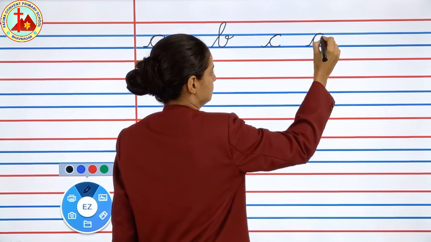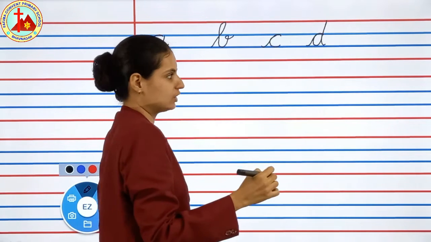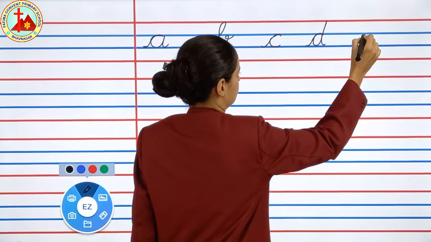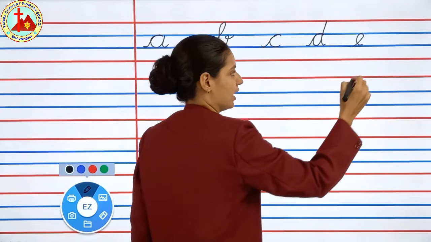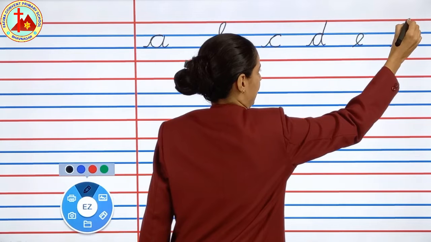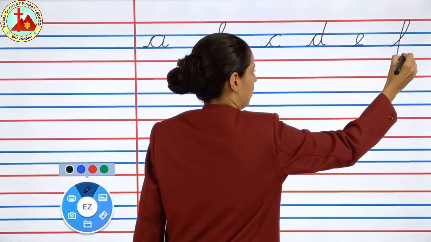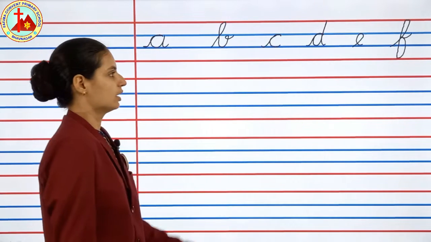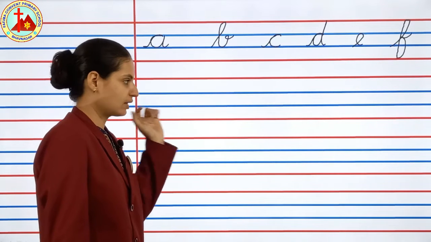D. D we have to touch at the top right line. And the next is E. E we have to write in the blue line. After E, the next letter is F. F. In letter F, we have to make a loop at the top and at the bottom also. F. After F, the next letter I will write in the next line.